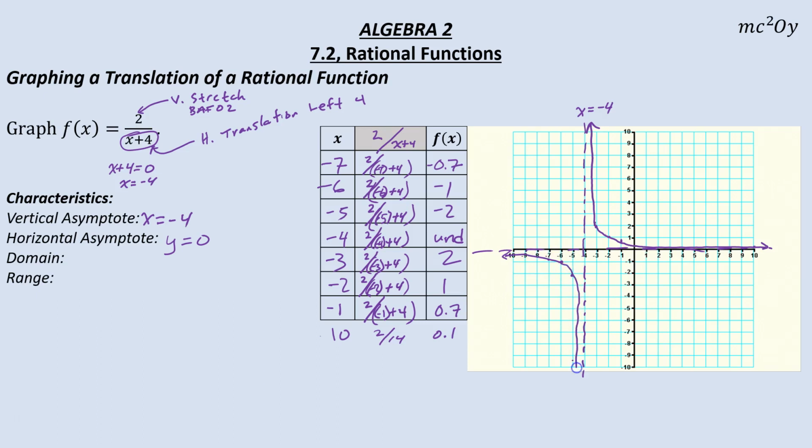Okay, we know that we're going to be approaching there and there. All right, so domain, all real numbers, except now it's moved to the left, so except x equals -4. And the range, all real numbers, except y equals 0. Okay, so hopefully you're starting to see this. Okay, all right. Well, that would be day 1 of a lesson.